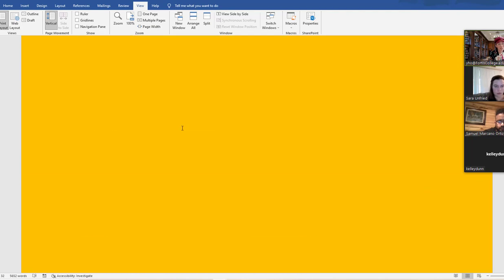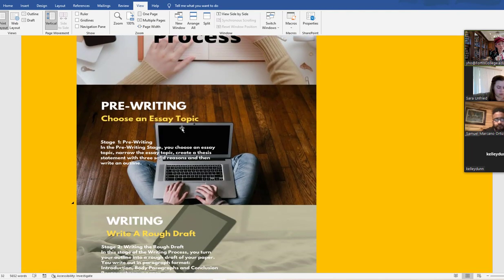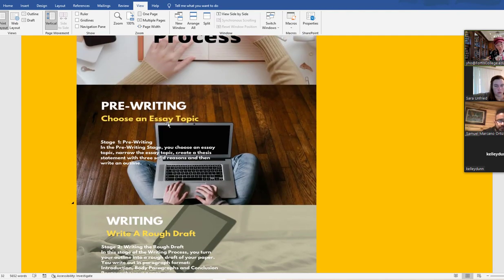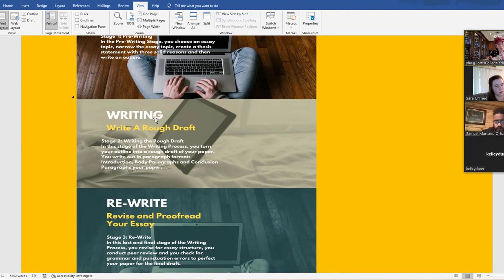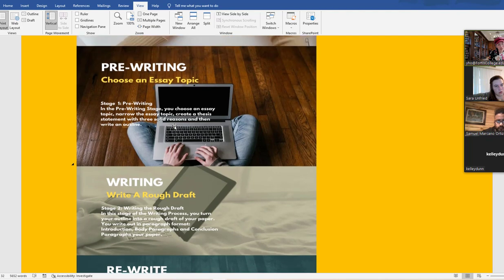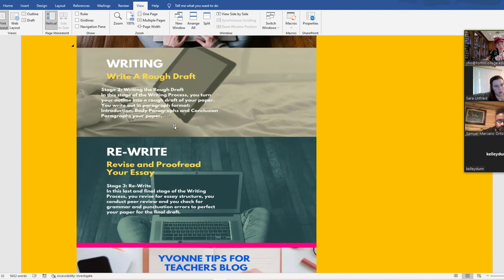So here I have the writing process where you have pre-writing. So for your essay 2, pre-writing is going to be week 7, where you're going to choose a topic, and write a thesis statement and an outline to your comparison contrast essay. Week 8, you're going to write a rough draft. Week 11 and 12, you're going to rewrite and revise. Okay, so 7, 8, 11, 12.